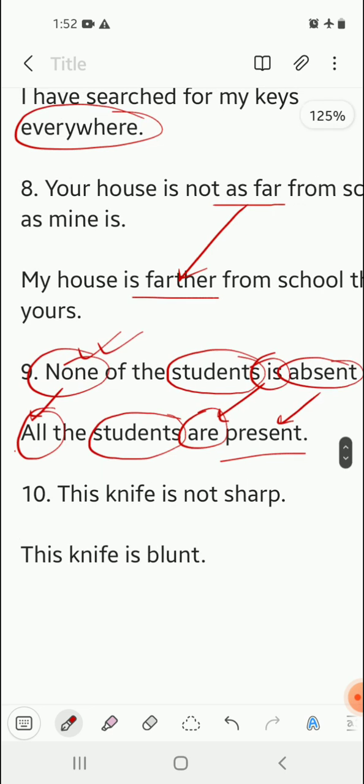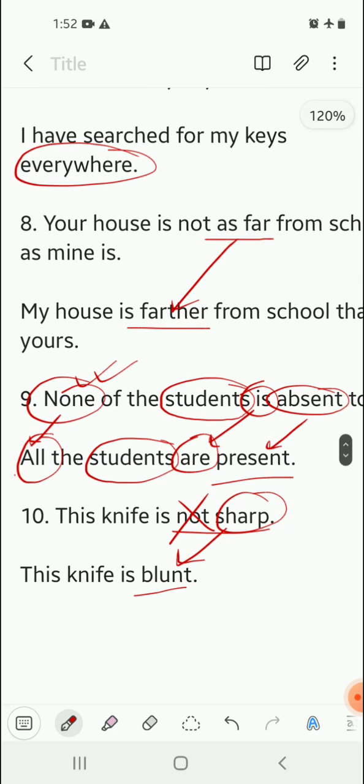Moving on, number 10. This knife is not sharp. So, "not sharp". So, opposite of sharp, remove the "not". Opposite of sharp is blunt. So, it becomes this knife is blunt.